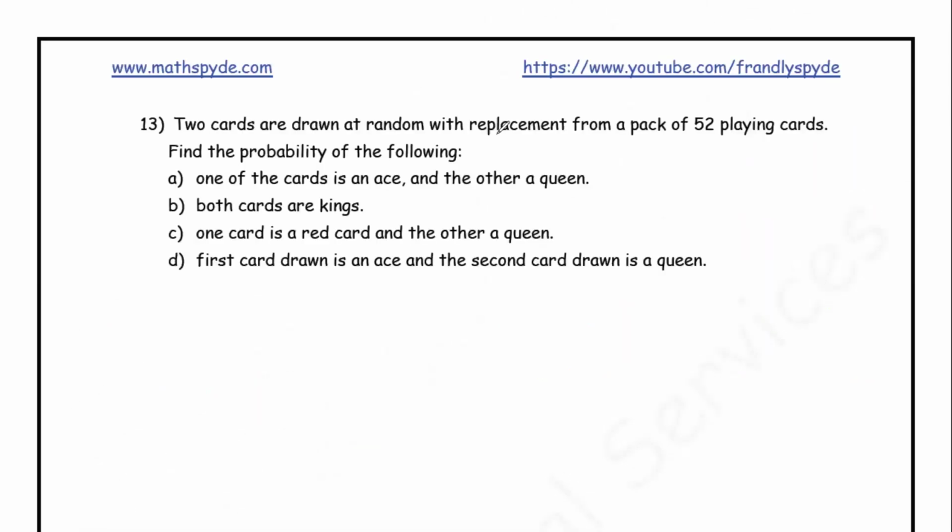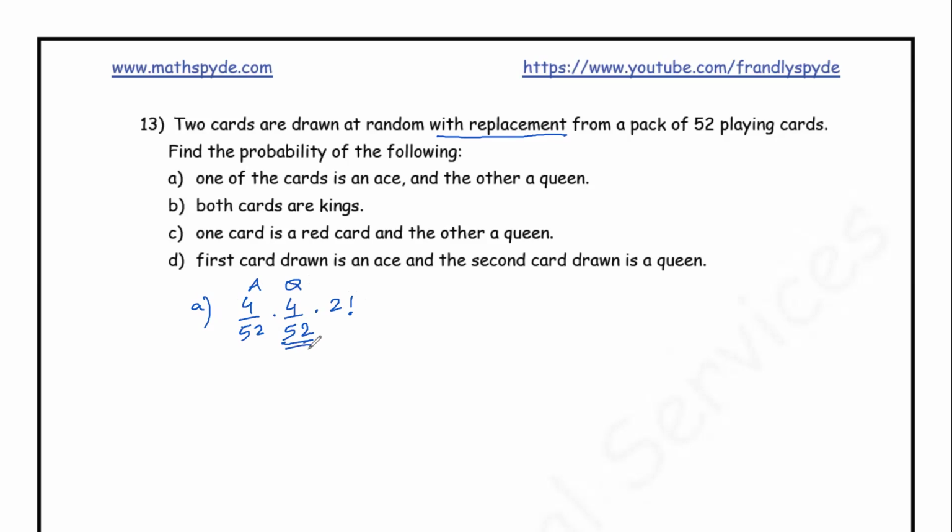Sorry. With replacement. 2 cards are drawn at random with replacement from a pack of 52 playing cards. And I think I've asked the same questions, but with replacement. That means you're putting back the cards. So this time you got for A, 4 out of 52, and for the queen, you got 4 out of 52 again. And because it is with replacement, you have 52 in the bottom.